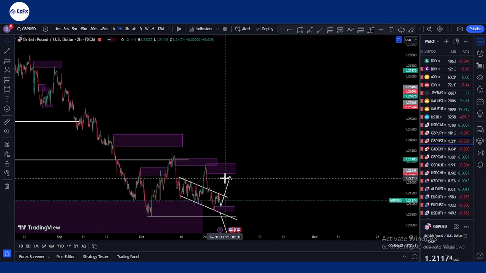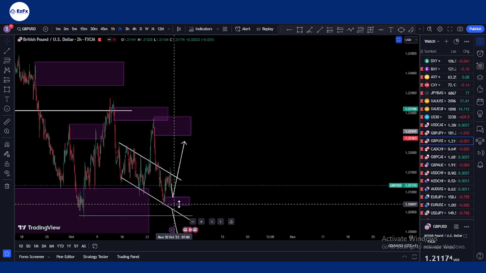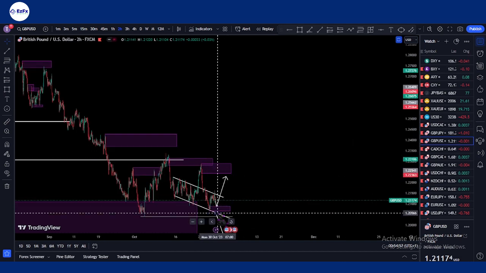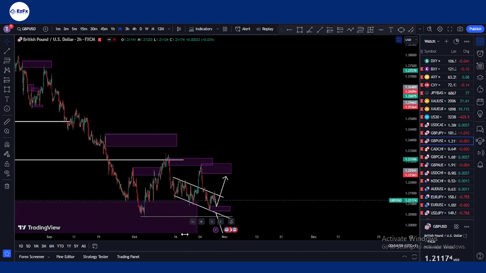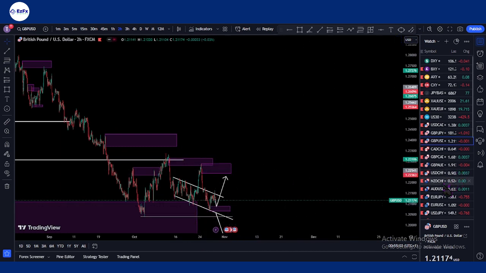So as I said, I have two scenarios I want to watch out for. Either I get to see a rejection from this zone, and then I can just ride that rejection towards this end, or I get to see price breaking it, and then I can just enter for a breakout trade from that trend line. So I hope that is clear for GBP USD.